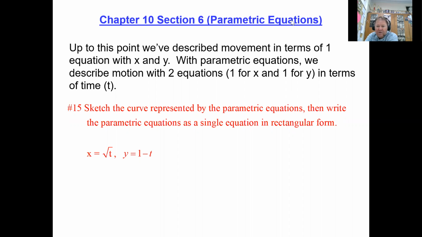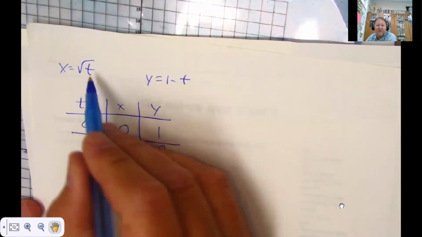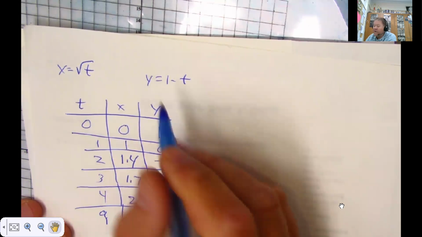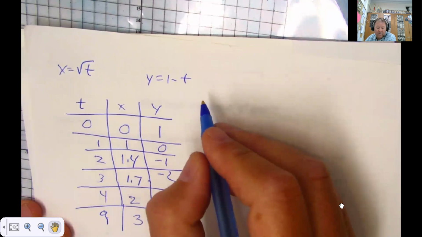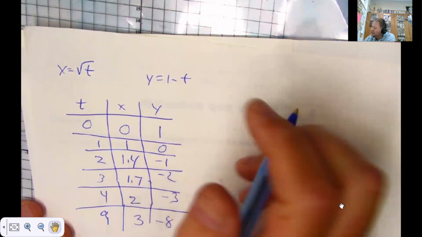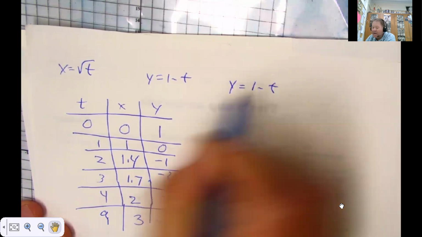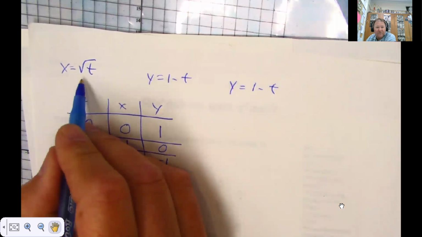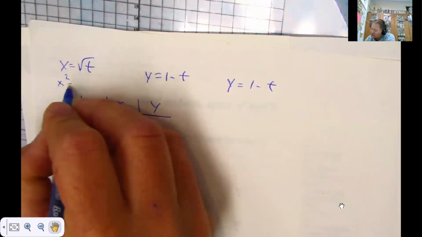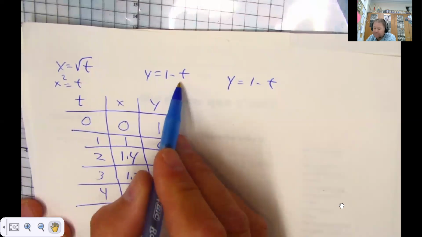And it's pretty simple. So we're trying to write this in terms of one equation. Instead of X equals something in terms of t and Y equals something in terms of t, we're just going to write one single rectangular equation, right? One rectangular equation, which is Y equals some function of X. So here we go. This is Y equals 1 minus t. And then we can solve for t here and substitute. So if we square both sides, x squared equals t, and then we can substitute for t right here. We can substitute an x squared.